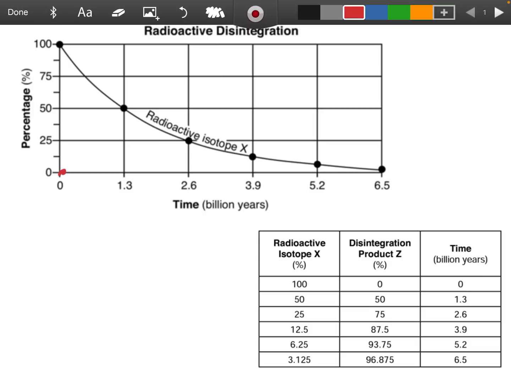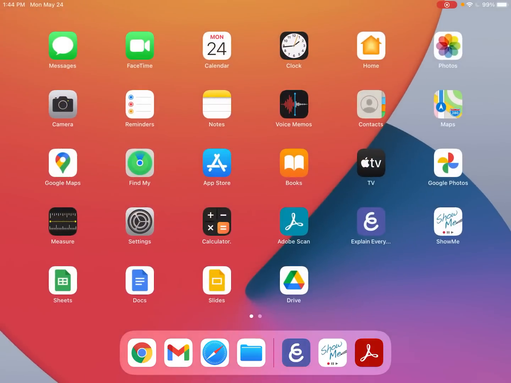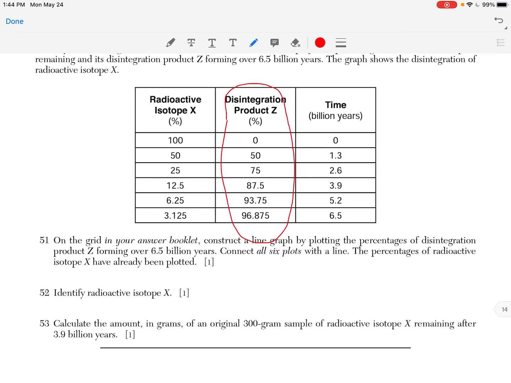So at time 0, it is 0. At time 1.3 billion years, that's a half-life, it's at 50, okay? And then at 2.6 is 75. And so on and so forth. And so you just plot these as best you can on there and then connect all the dots. I didn't do that last one very well. Okay, so that is your graph for question 51. And we're just looking for that basic shape when we're grading that. Okay, so question 51, just straight up line graph.